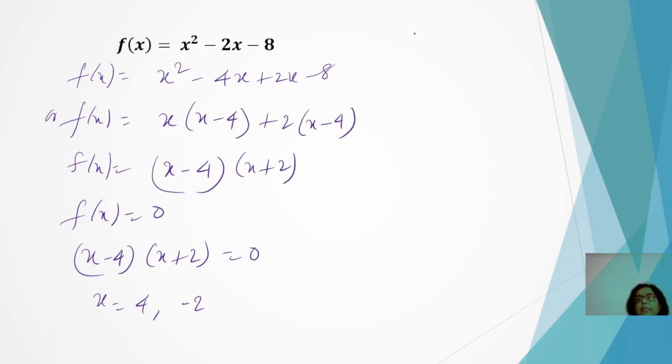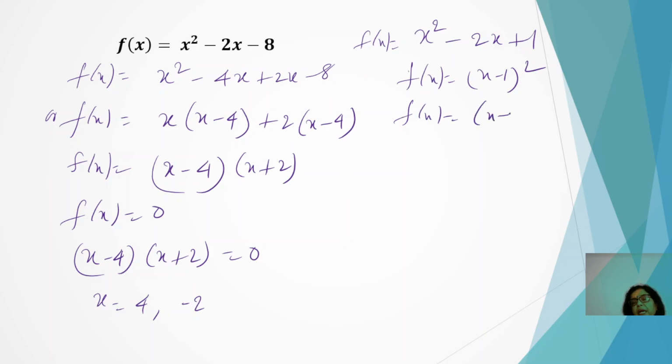Now, supposing I take a quadratic polynomial x squared minus 2x plus 1. Supposing this is a polynomial f(x), x squared minus 2x plus 1. So, here f(x) is equal to (x minus 1) the whole square. So, f(x) is equal to (x minus 1) into (x minus 1).